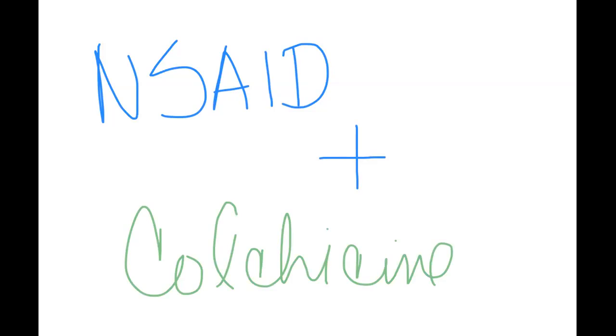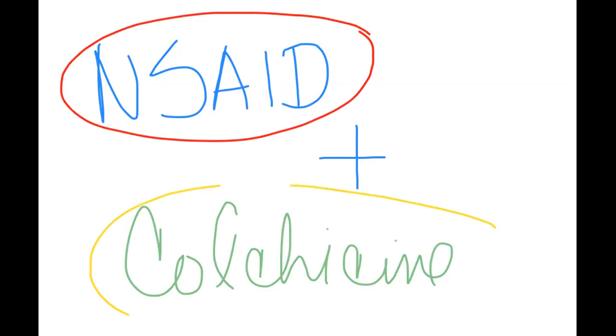But now we need to remember that we have some side effects related with the NSAID, and we have some side effects related with the colchicine. The principal side effect of the colchicine is diarrhea. If a patient is getting a lot of diarrhea after the dose of colchicine, we need to stop the use of colchicine. So the colchicine is related to dose-dependent diarrhea.